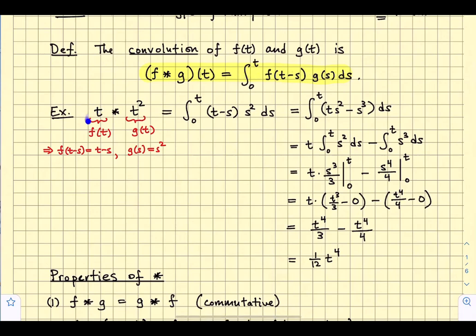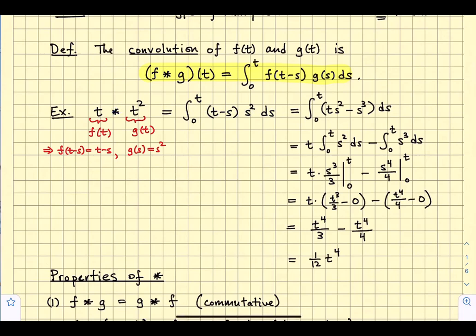Here t is playing the role of our f, and t squared is playing the role of our g of t. Looking at our definition, we need to pre-compute f of t minus s, which would be t minus s. We need to compute g of s. If this is g of t, then g of s would be s squared. We need to multiply our f of t minus s times our g of s, and then integrate that product with respect to s from 0 to t. So this is the integral formulation of the convolution product.